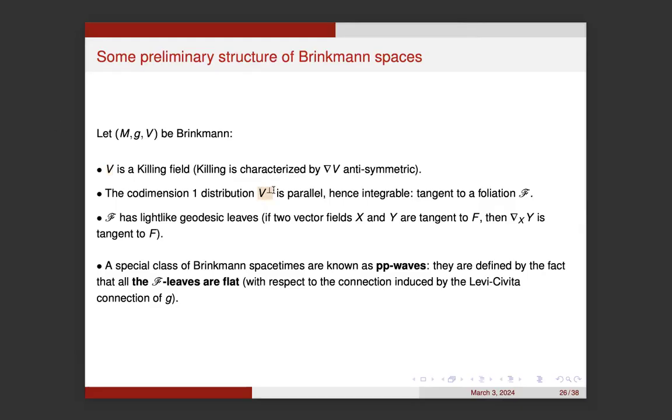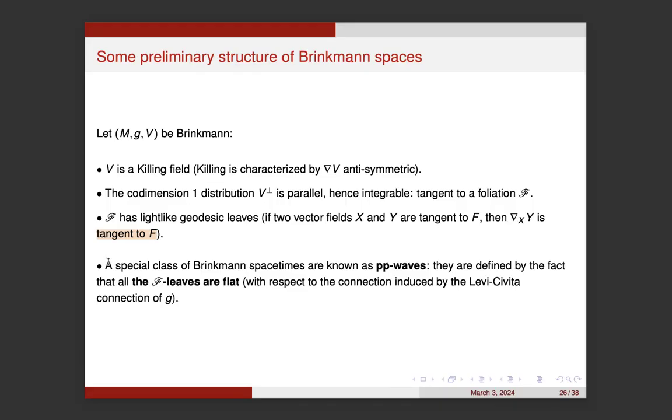And the restriction of the metric on it is light-like. So I have a light-like codimension 1 foliation, which is totally geodesic because the distribution is parallel. So I have an induced connection. If X and Y are tangent to F, then nabla_X Y is also tangent to F. So I have an induced connection on each leaf of this foliation.